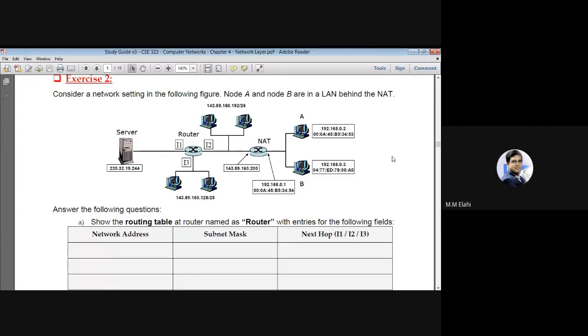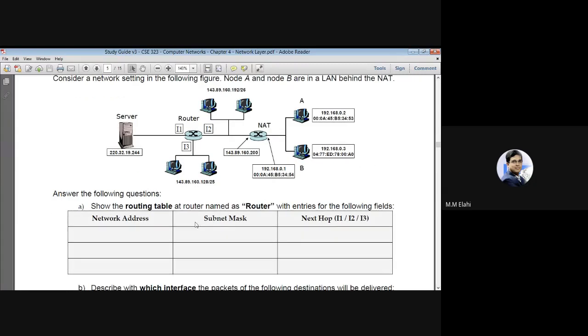There are two routers. One is called router, one is called net. These are the names of the routers. So there are two nodes, node A and B, in a local network behind the net. Net we did not study yet. We will study maybe today or tomorrow. Then answer the following questions. First, show the routing table at the router named router.